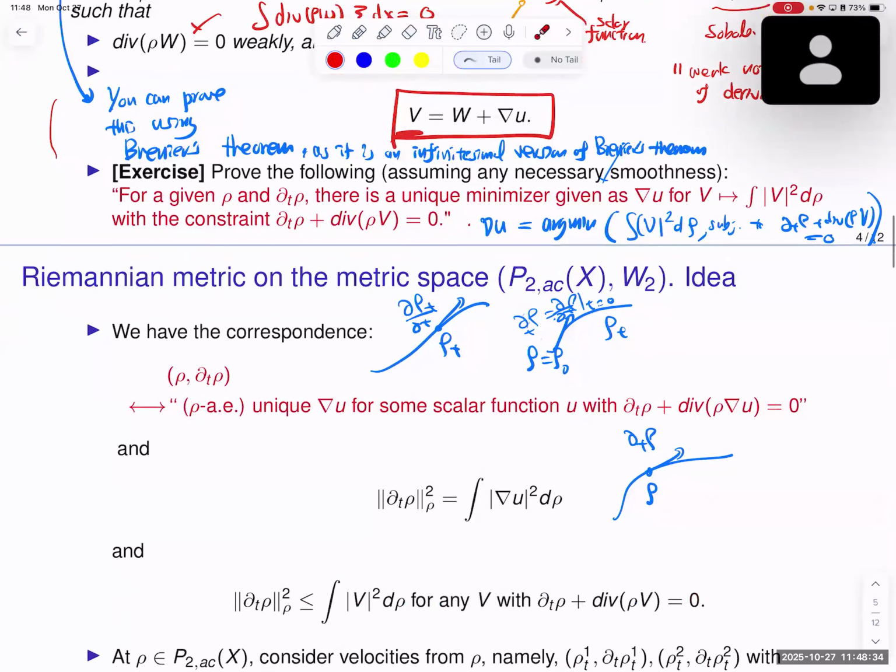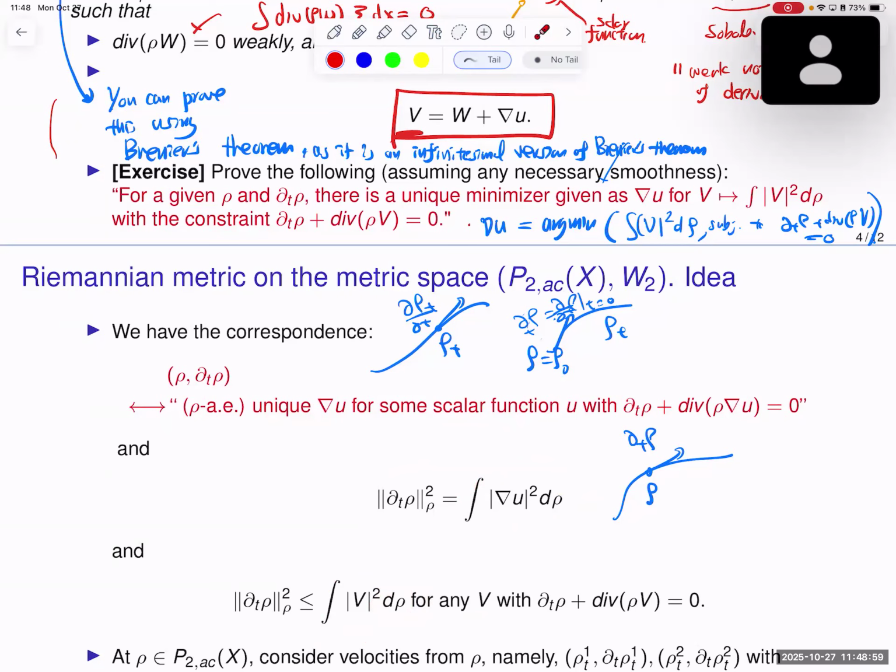And we know that this quantity is the minimizer of the rho L2 norm with respect to rho over all the vector fields satisfying the continuity equation. So this is how we define the norm of the vector field that is consistent with the Wasserstein metric.